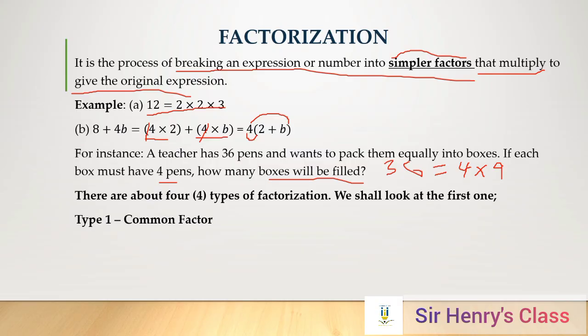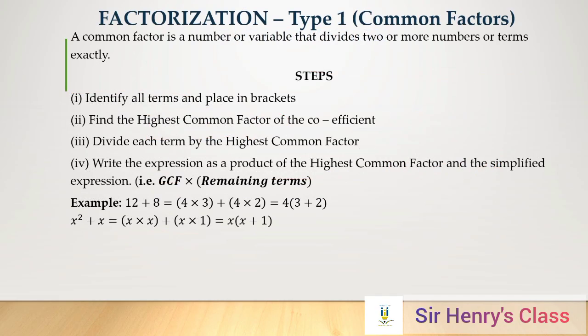That is the idea. What it means is that each box 4, the total number of boxes will be what? 9. Now we have 4 types of the factorization. We'll take them one after the other. Let's look at the first one called the type 1, common factors.